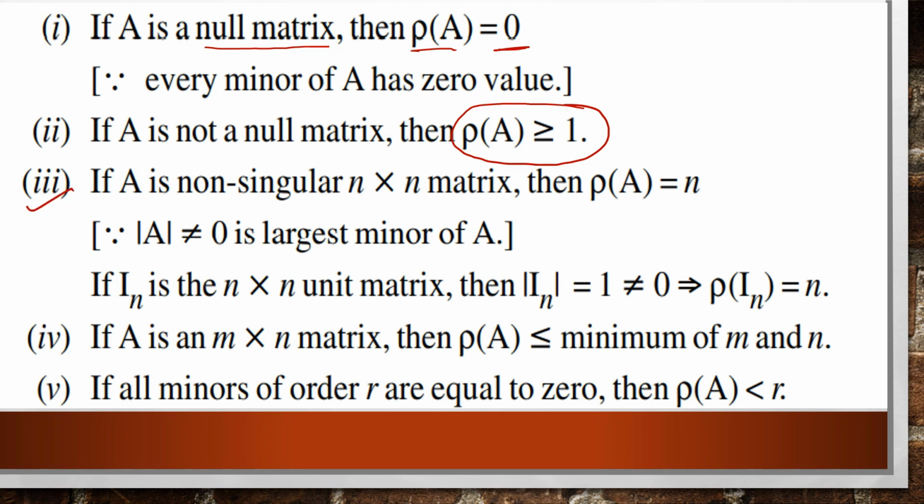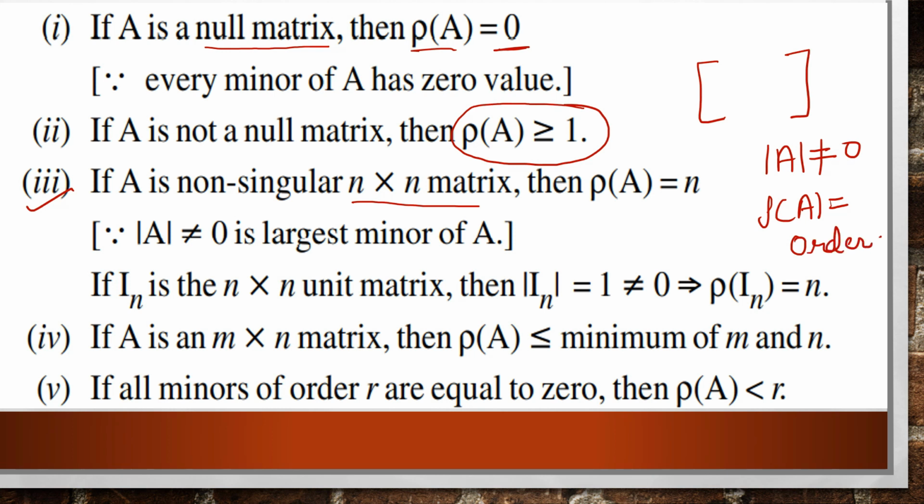And the third point is if A is a non-singular n cross n matrix. Like let's say you have some square matrix, and that is non-singular. Non-singular means the determinant of that matrix is non-zero. You have a square matrix with non-zero determinant, then the rank of that matrix will be equal to the order of that matrix, right?